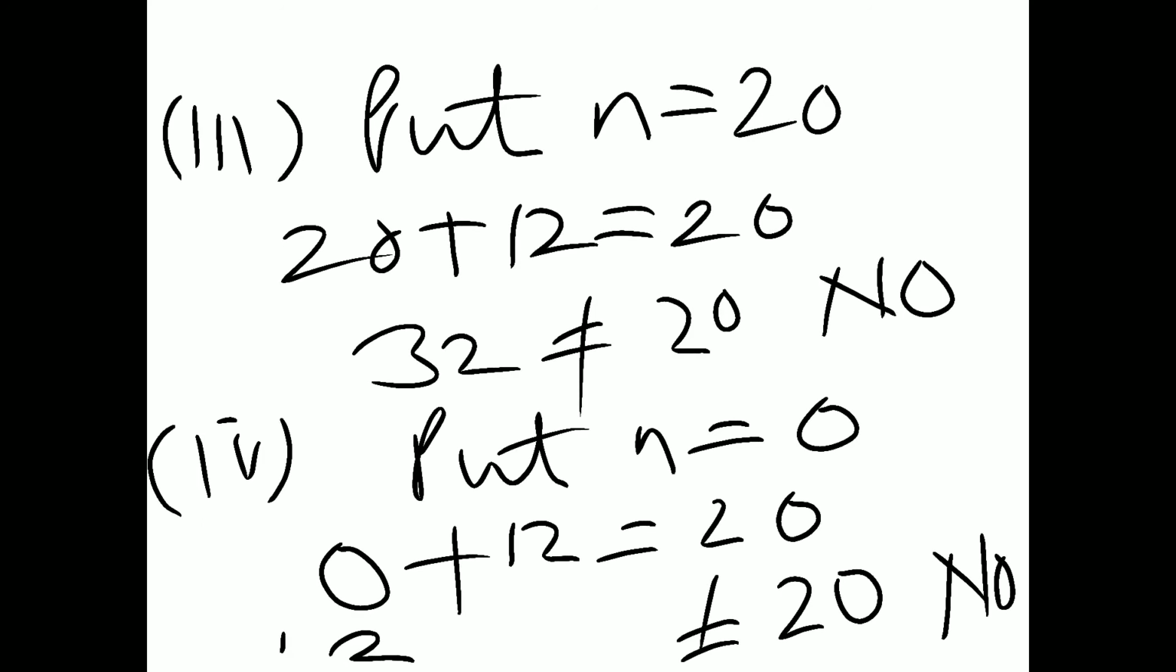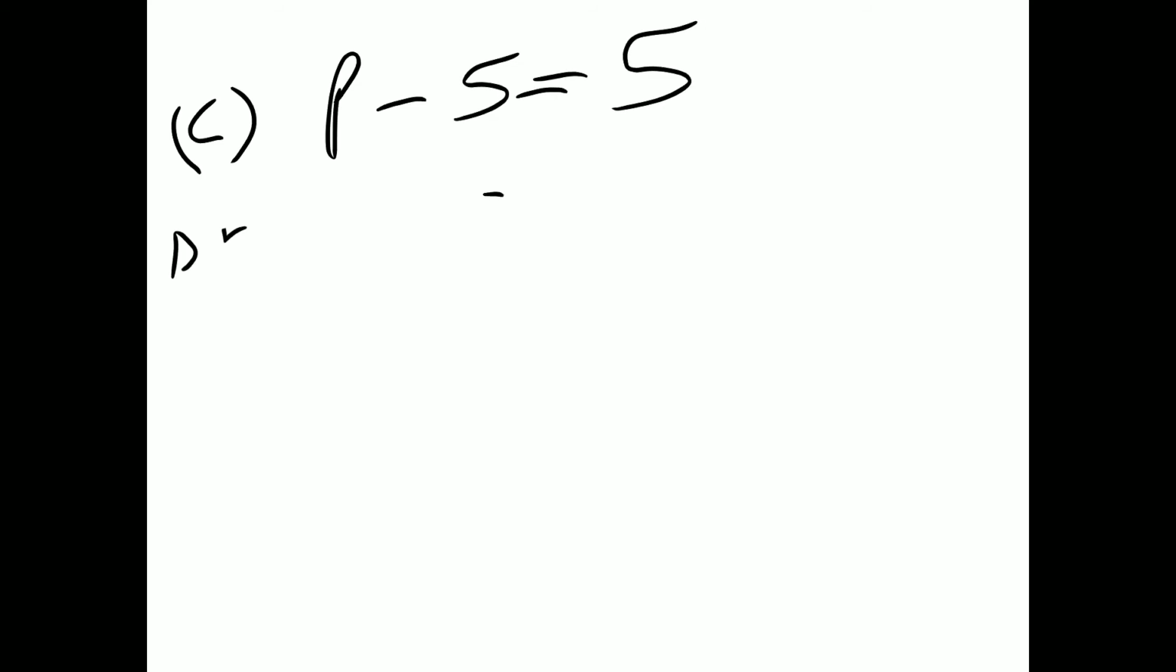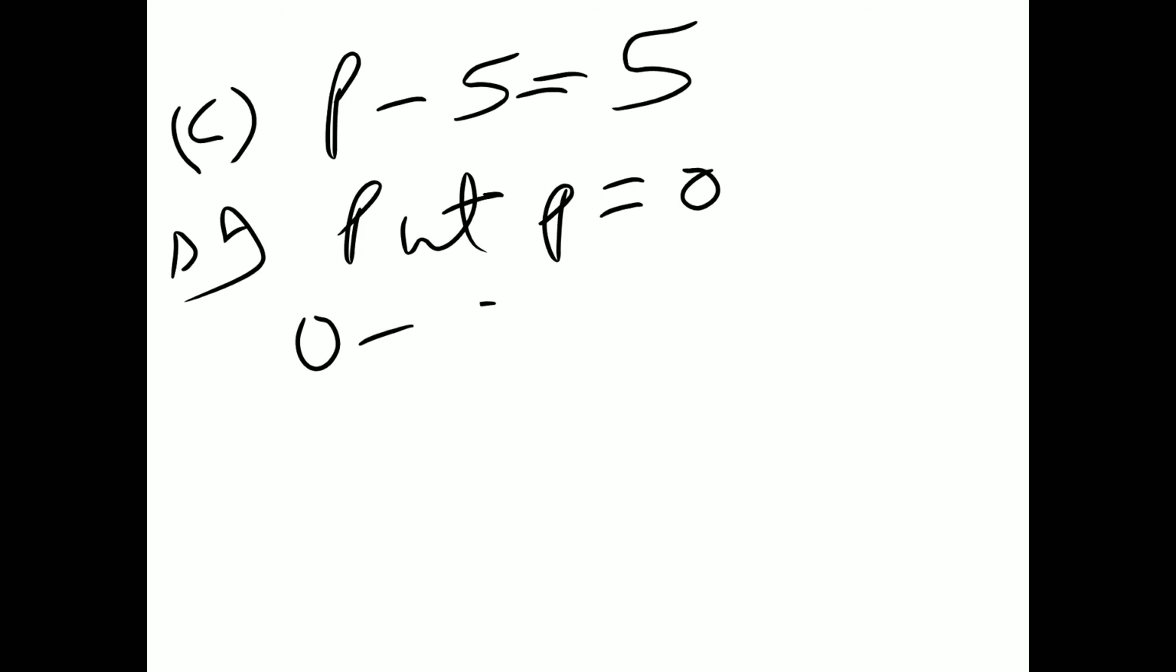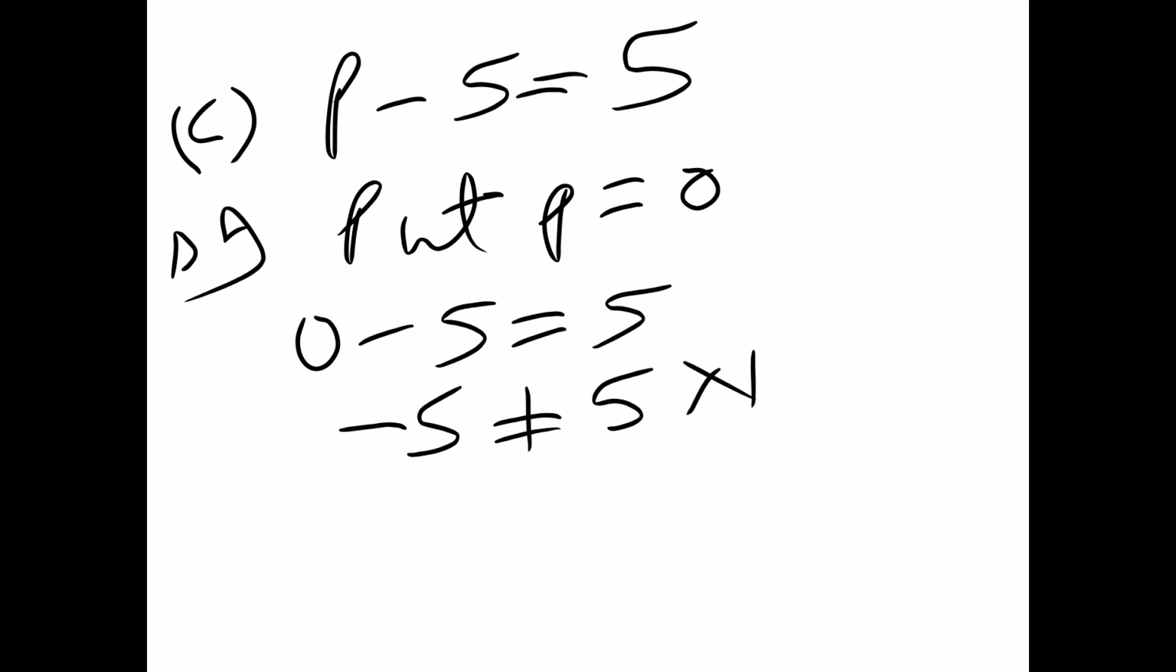Now students, we do C part. Now C part is p minus 5 is equal to 5. So firstly we put p is equal to 0. So 0 minus 5 is equal to 5. When you subtract 5 from 0, it will come minus 5. So minus 5 is not equal to 5. So it will be no.